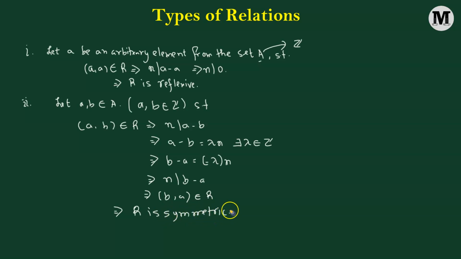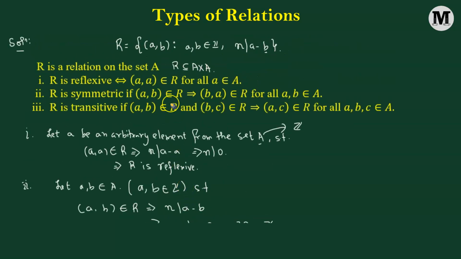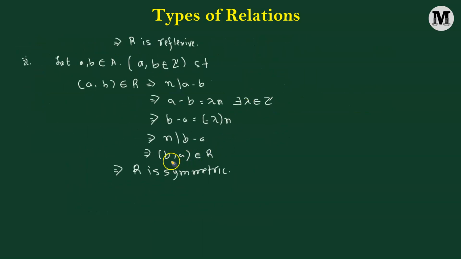Okay, so if you're confused with this, always go back to the definition. We considered R to be the set of ordered pairs A comma B. So if we consider the ordered pair B comma A, all you have to do is replace a with b and b with a, and that would simply mean that n divides b minus a. This is what we mean when we say that n divides b minus a. It also means b comma a belongs to the relation R. So here we have shown that the relation R is symmetric.